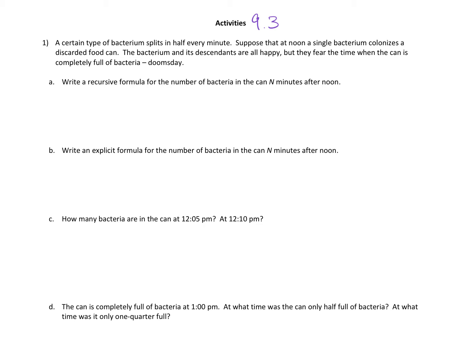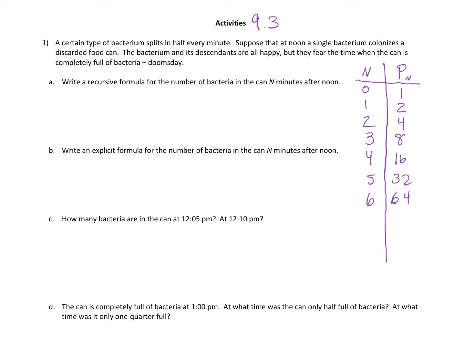So I'm going to start by making a little table of values. Noon will be time 0, so when n equals 0, that's noon, and there is a single bacterium, 1. It splits in half every minute. So 1 minute later, there are now two bacteria. And another minute later, each of those two split in half, which means there are now four bacteria. And then another minute later, each of the four split in half. So now there are 8, 16, 32. We're doubling, right?